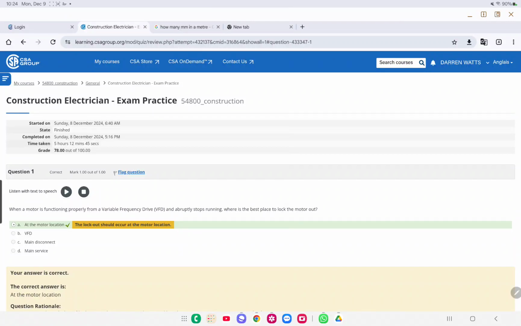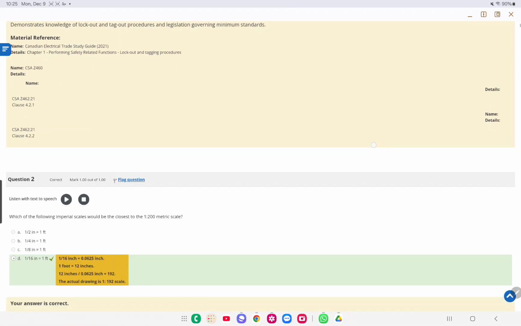Alright, home stretch. When a motor is functioning properly from a variable frequency drive and abruptly stops running, where is the best place to lock the motor out? It would be at the motor location.